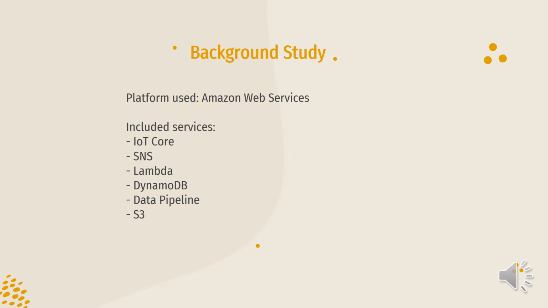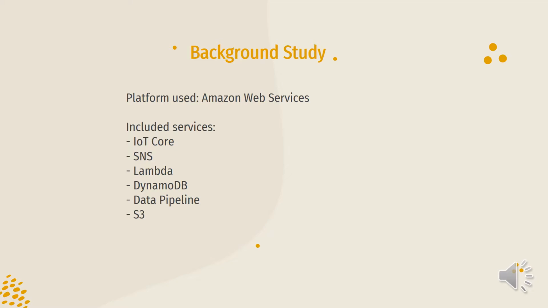Then, the third service used in Smart Farm is AWS Lambda. Lambda is a serverless compute service that allows users to run code without provisioning or managing servers. After that, the service involved in the Smart Farm system is DynamoDB. DynamoDB is a fast and flexible NoSQL database service for any scale.